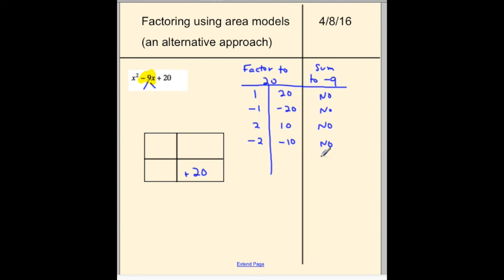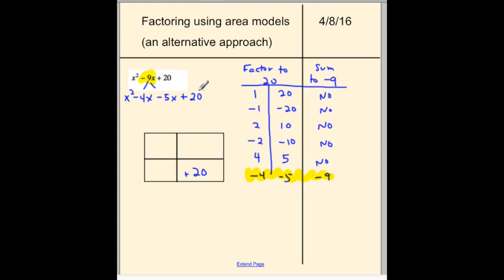3 doesn't go into 20, so what about 4? We could have 4 times 5 gives us 20, but that would give us a positive 9, not a negative 9. So what about negative 4 and negative 5? Look at that. That gives us that negative 9. So that's our combined term. In other words, we combined negative 4x and negative 5x to get negative 9x. So the full 4-term polynomial was x squared minus 4x minus 5x plus 20.